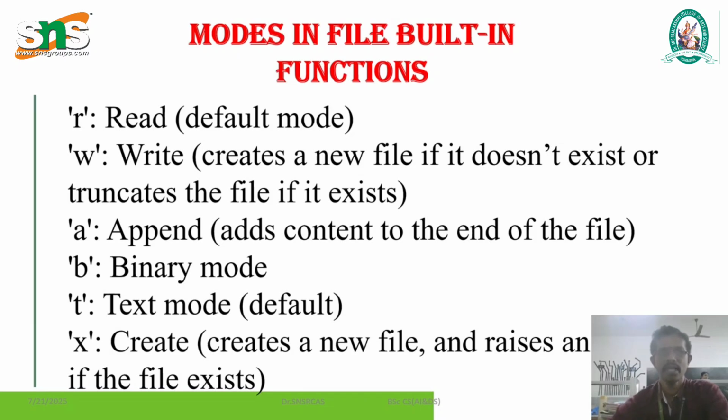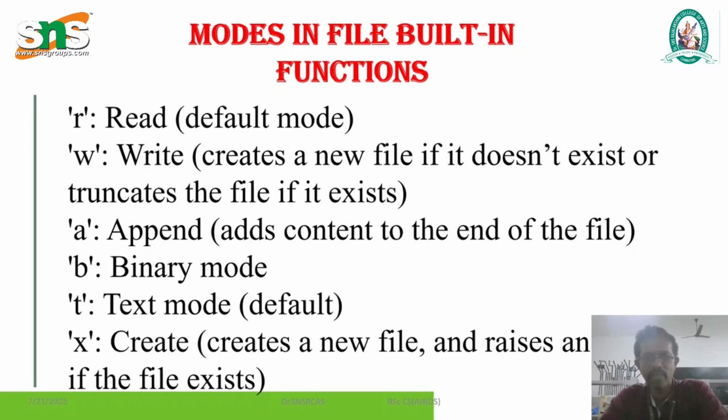Next, let us see the modes in the file built-in functions. Here R represents read, which is the default mode. W represents write, which is used to create a new file if it does not exist, or truncate the file if it exists. So we can write a new file, and if a file is already there, that file will be truncated.